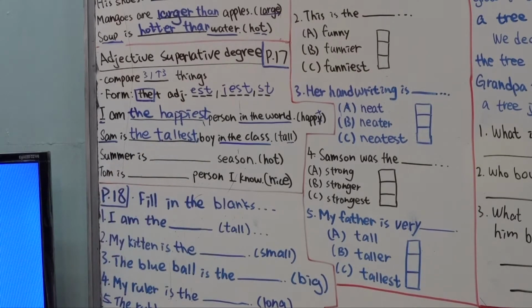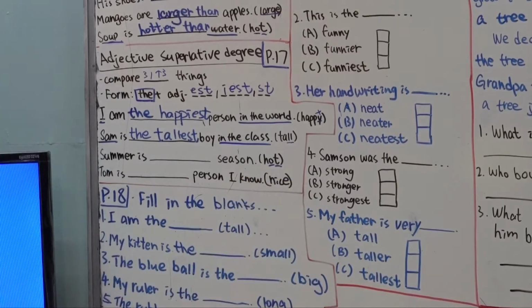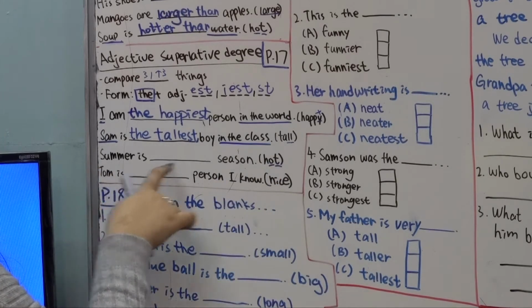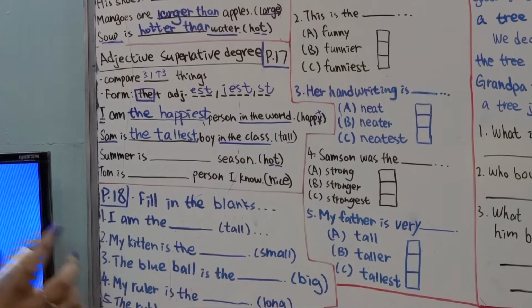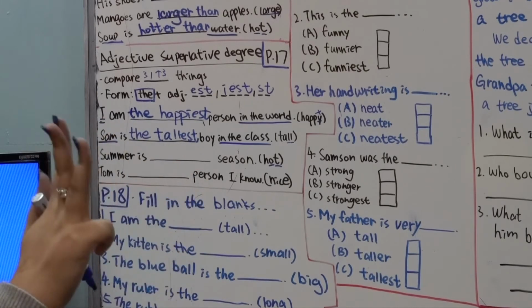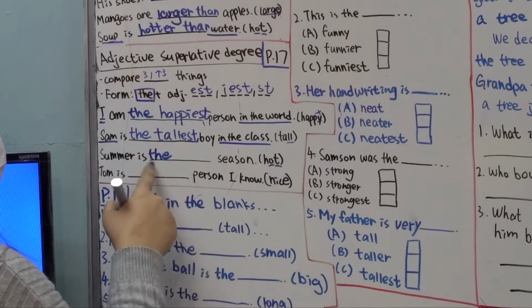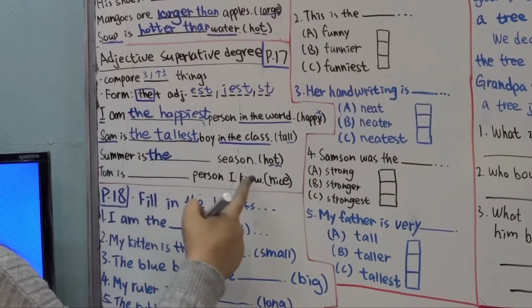Number 3. Summer is what season? Hot. Okay. The adjective hot, again, ends with a vowel and a consonant, right? If an adjective ends with a vowel and a consonant, what we have to do? You know it. So, summer is the season. How many seasons do we have? Summer, spring, autumn, winter, right? 4 seasons. More than 3. Again, so we use superlative. Is the hottest.